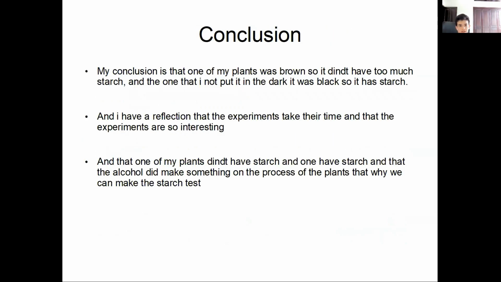Conclusion. My conclusion was that one of my plants was brown, so it didn't have much starch. And the one that I didn't put in the dark was black, so it has starch. My reflection is that experiments take their time and that experiments are so interesting. One of my plants didn't have starch and one did, and the alcohol did play a role in the process with the plants.